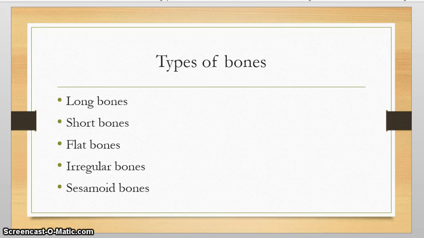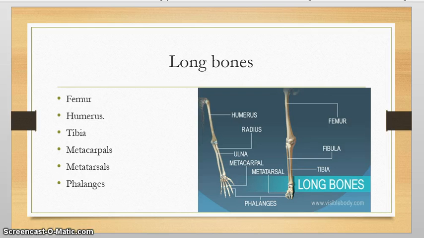Next slide is the types of bones, where you've got the long bones, short bones, flat bones, irregular bones and sesamoid bones. The long bones are some of the longest bones in the body, such as the femur, humerus and tibia, but also some of the smallest, including the metacarpals, metatarsals and the phalanges. You wouldn't think that they are long bones, but if you look at the hand closely and when you look at the skeleton, they are quite big.